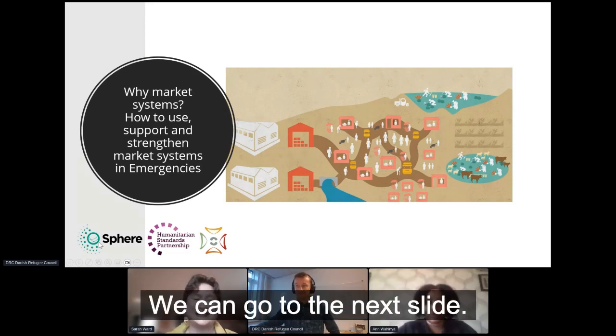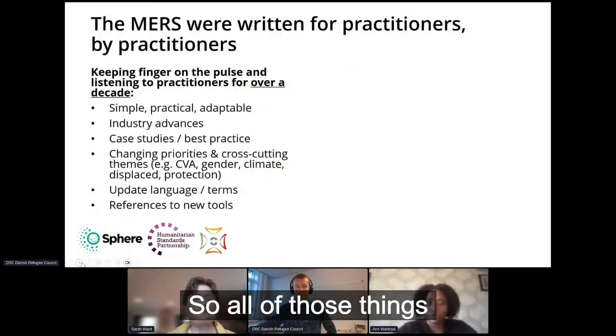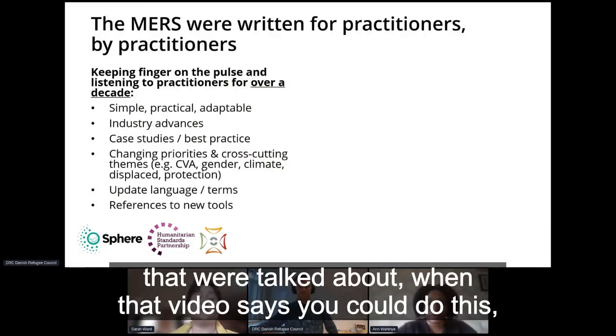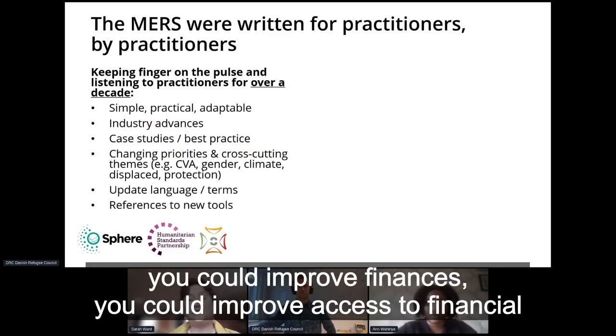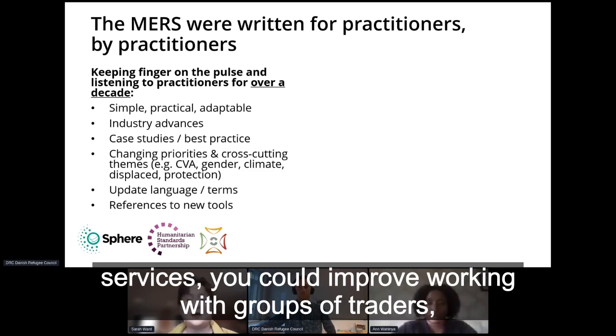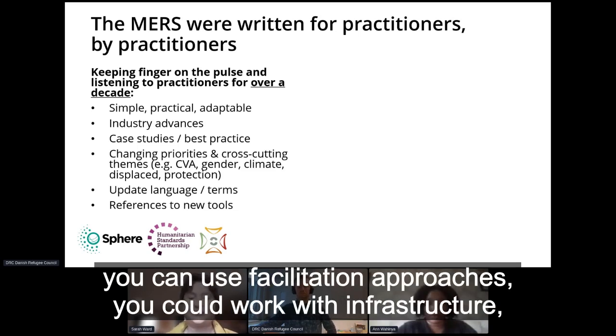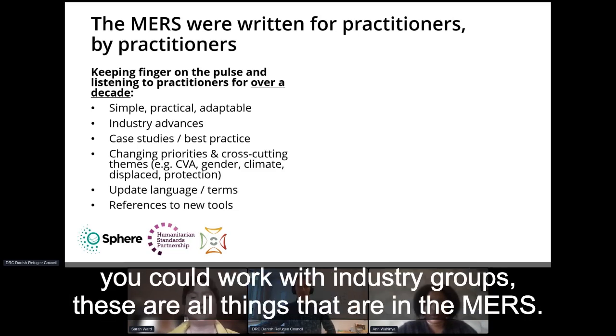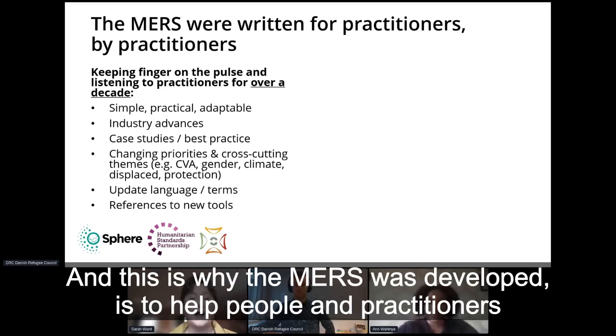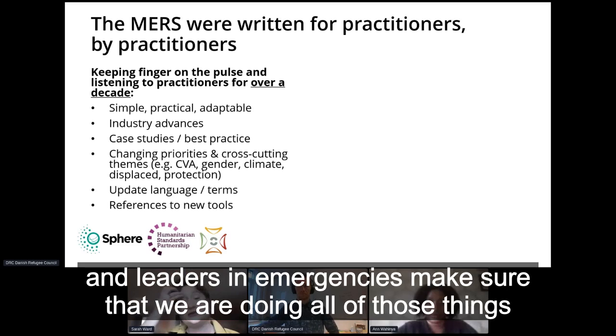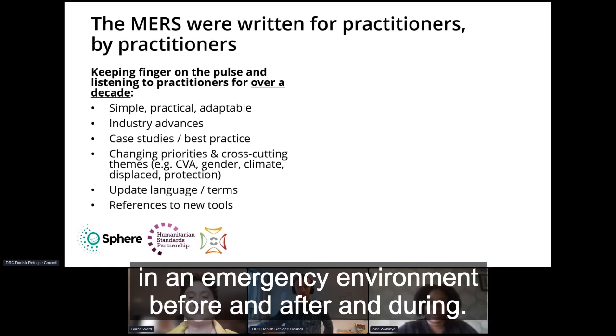We can go to the next slide. So all of those things that were talked about, when that video says you could improve access to financial services, you could work with groups of traders, you can use facilitation approaches, you could work with infrastructure, you could work with industry groups. These are all things that are in the MERS. This is why the MERS was developed: to help practitioners and leaders in emergencies make sure that we are doing all of those things in an emergency environment before, during and after.